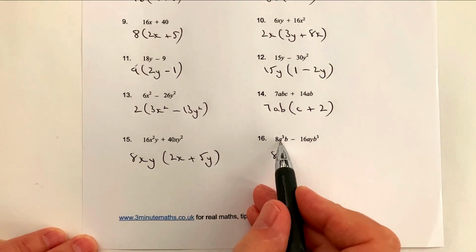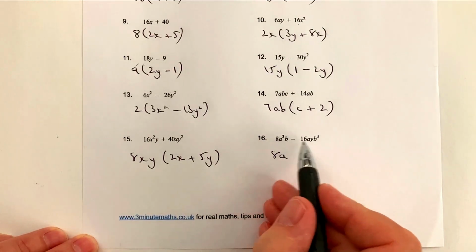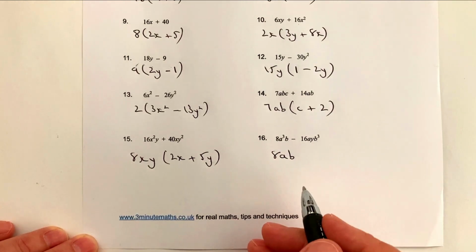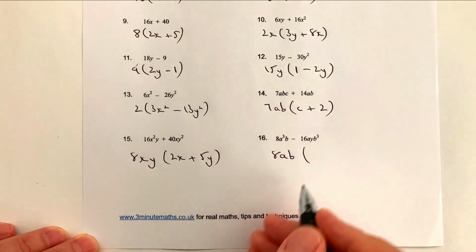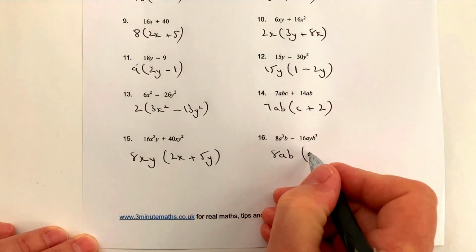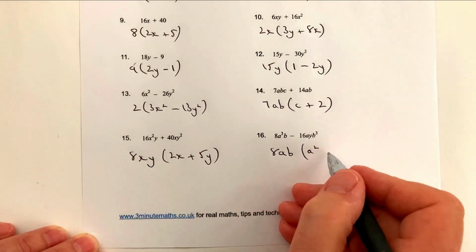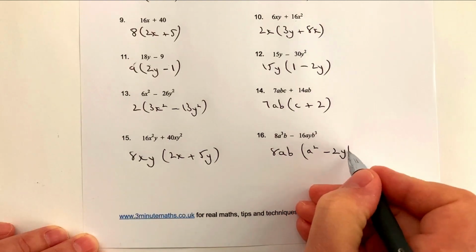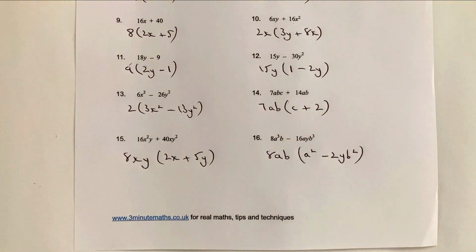Okay, is A common to both? Well, yes, it is. So I'm going to take A out. Is B common to both? Well, yes, it is. I'm going to take B out. I haven't got any Y in this term. Okay, so let's take 8AB and see what happens. Okay, what do I multiply this by to get this? Well, I multiply it by A squared. What do I multiply this by to get this? I get minus 2, and be careful here, YB squared. Okay, so let's just be very careful about that one.